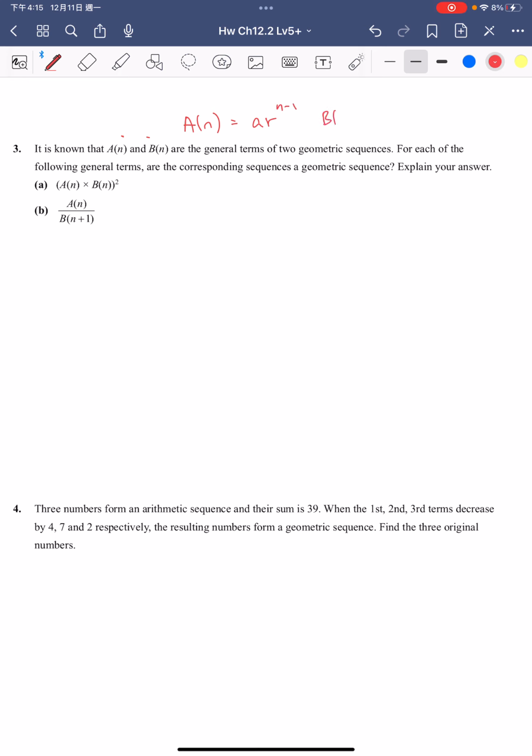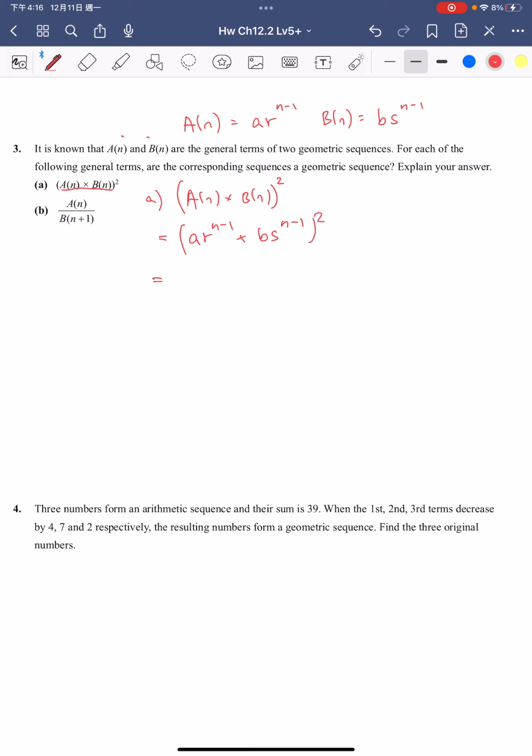So for the bn, it is going to be equal to b times s to the power of n minus 1. Is this okay? So for the next part, we just try to think about this part. We have a_n times b_n squared, which means that we can actually write it as a r to the power of n minus 1 times b s to the power of n minus 1, and the whole thing squared.